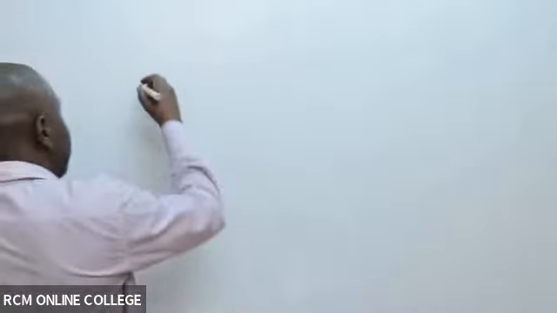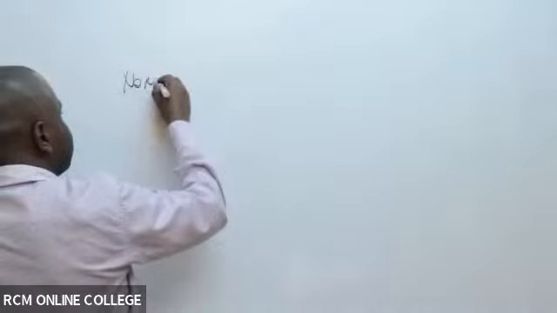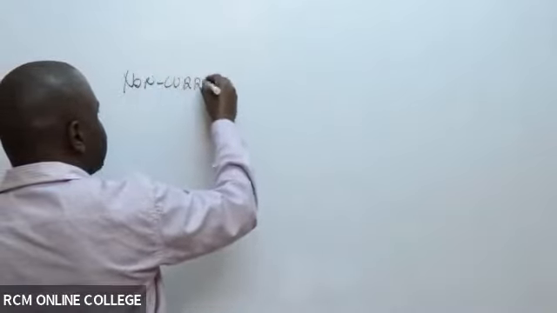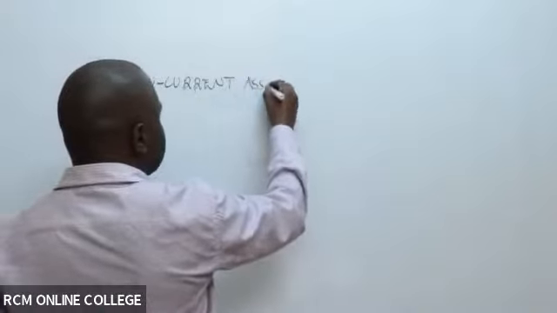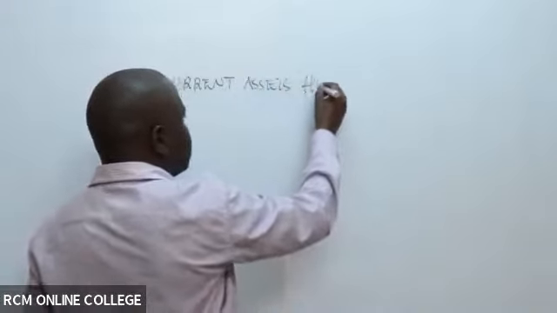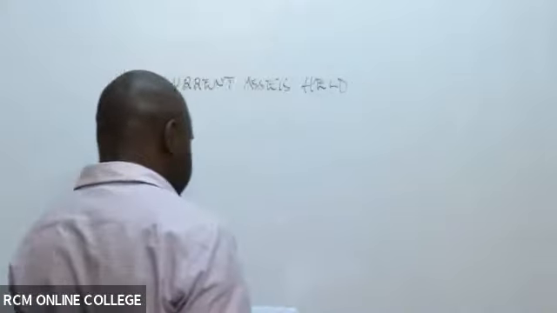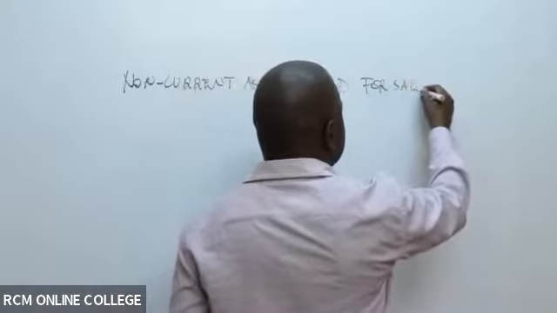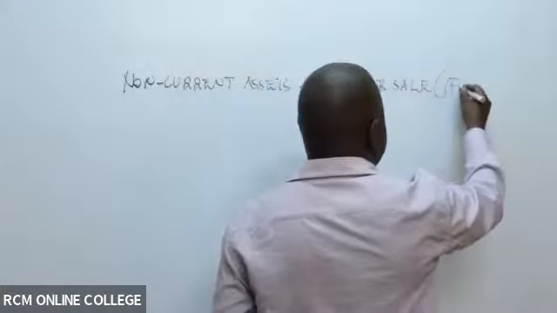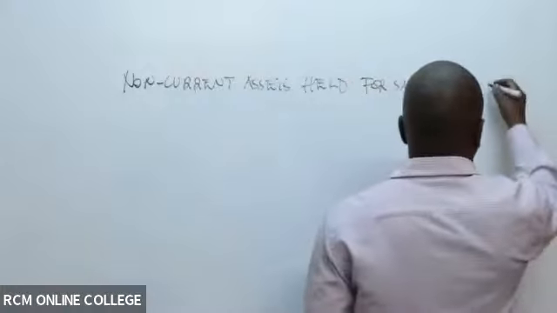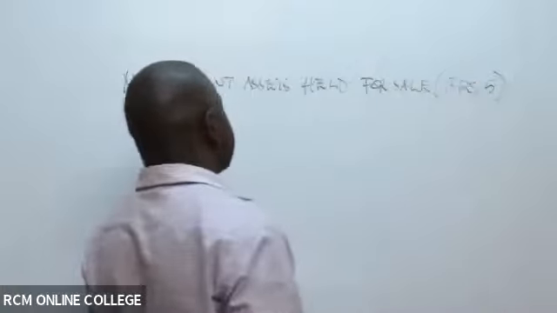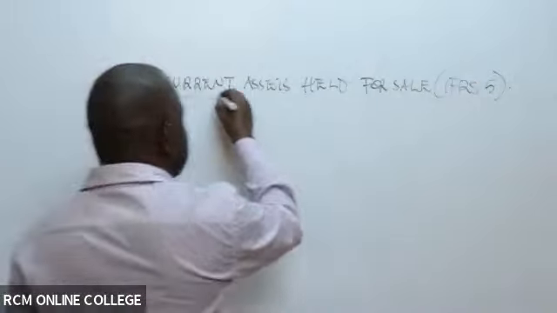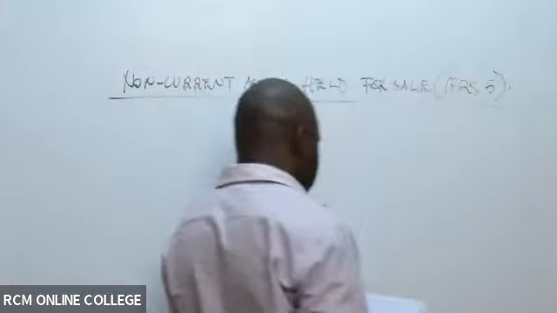In this case, we refer to non-current assets held for sale. So you have non-current assets held for sale. This one is under International Financial Reporting Standard number 5.